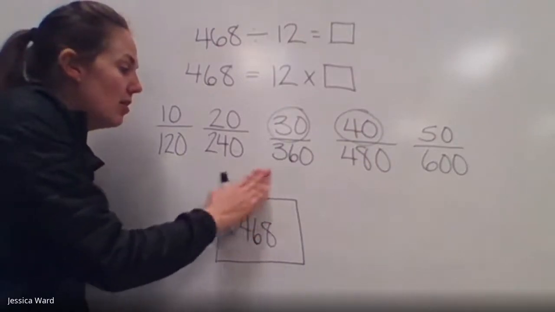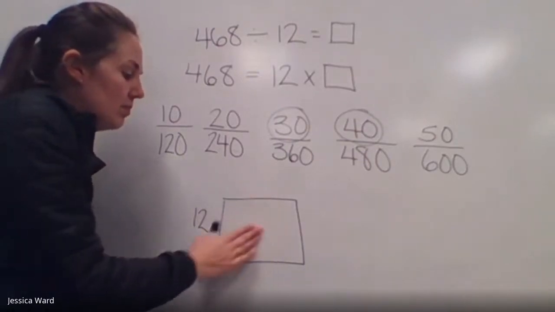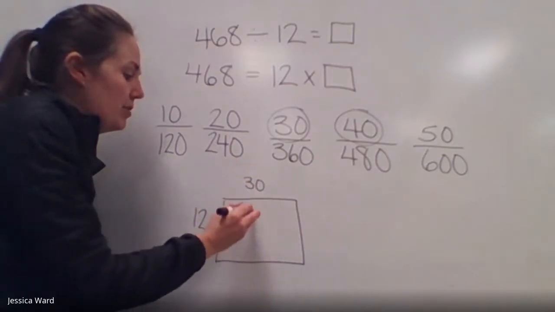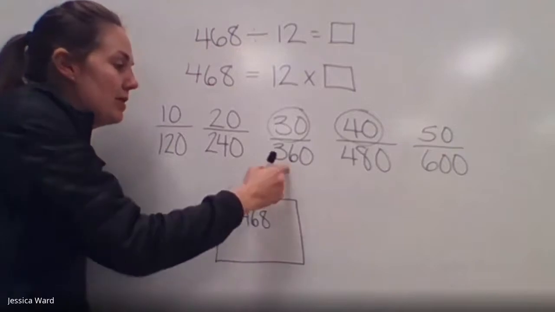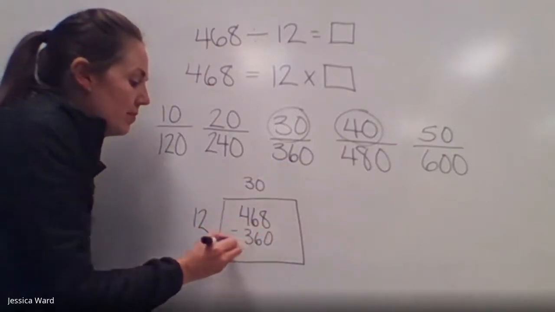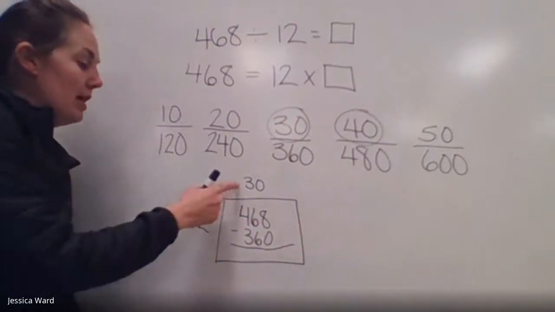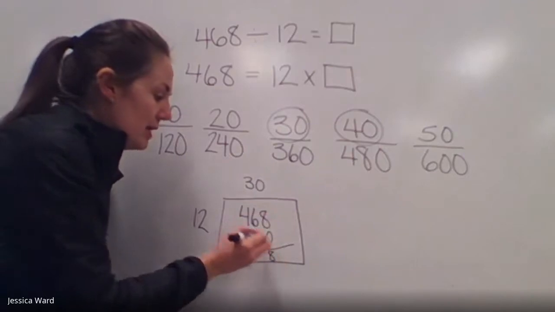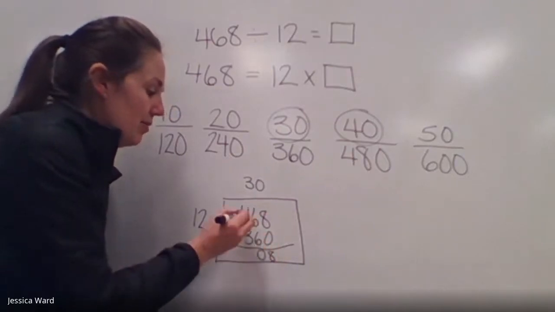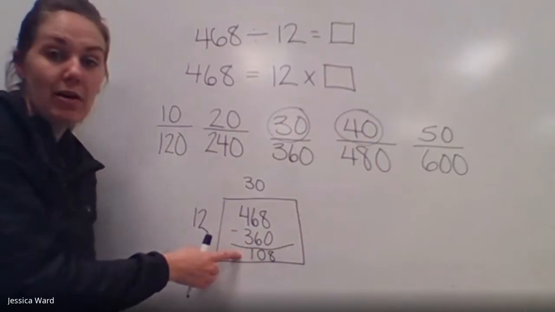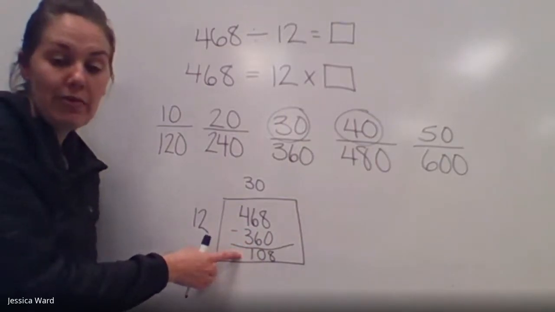So we're going to start off with 30. And we're going to take our 468 and subtract the 360 that we would get when we multiply 30 times 12. 8 take away 0 is 8. 6 take away 6 is 0. 4 take away 3 is 1. So we're left with 108 cards that still are not yet accounted for.